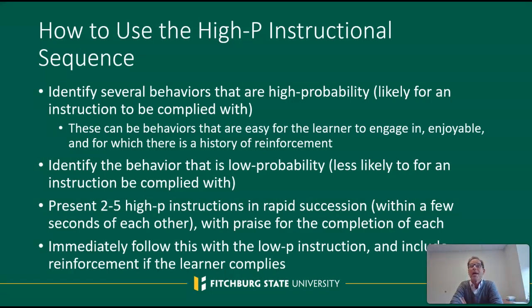And then after we've presented these 2 to 5 high P instructions and gotten that follow through and been able to praise, we immediately follow the last high P instruction with the low P instruction. And then of course, if that response occurs, we provide reinforcement if the learner complies with the low P instruction.